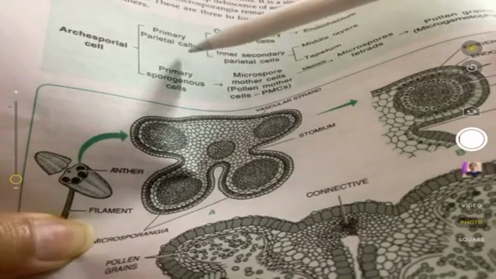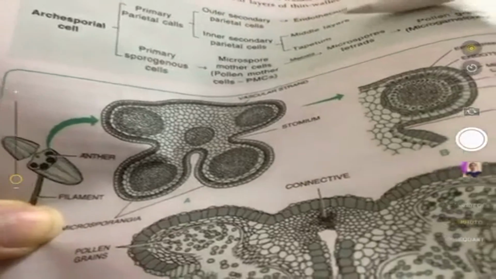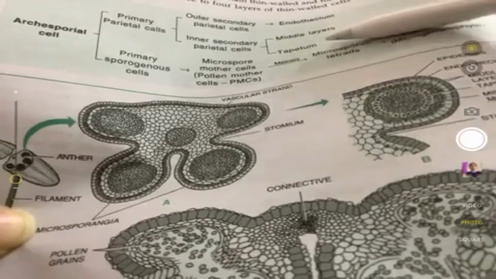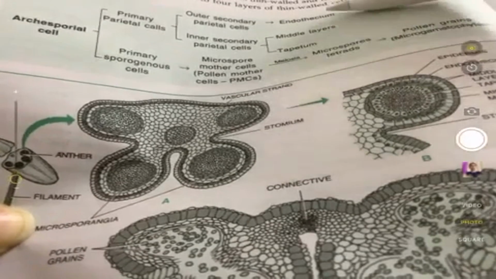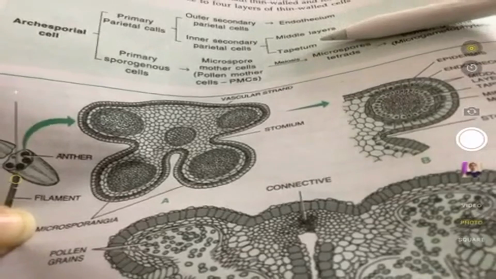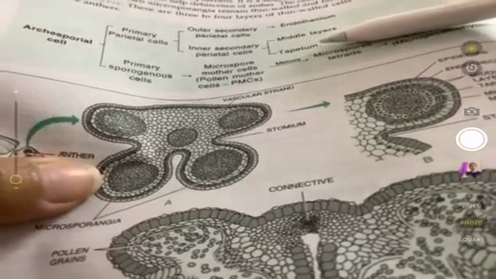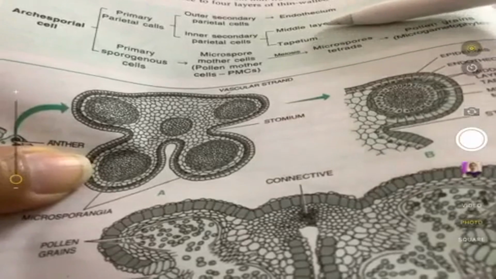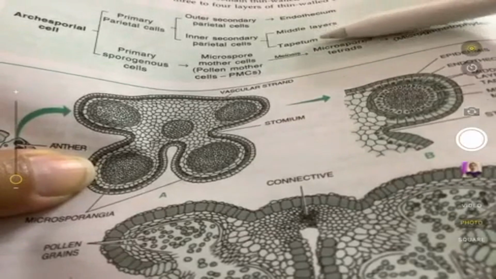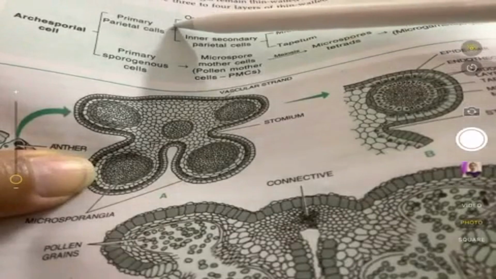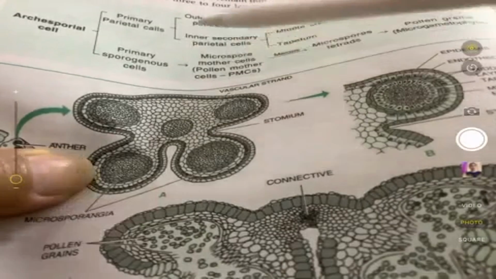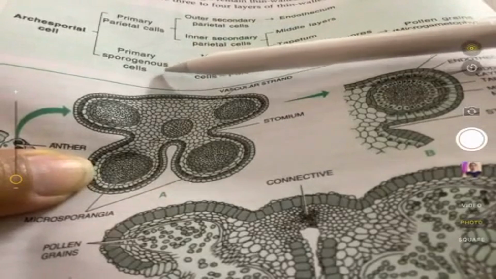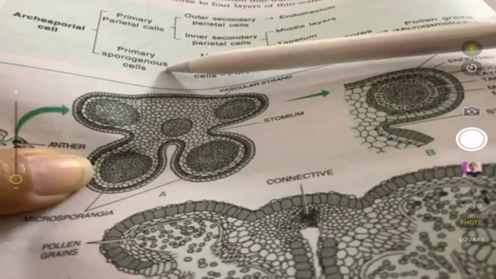The primary parietal cell will be converted into three major layers of the anther, that is endothecium, middle layer and tapetum. These outer layers are not related to the production of sex units, but are just protective and nourishing in nature. So these three layers originate from the primary parietal cell, but the next part is the primary sporogenous cell. Sporogenous cells are responsible for the formation of pollen grains.